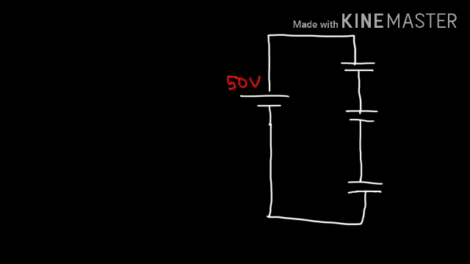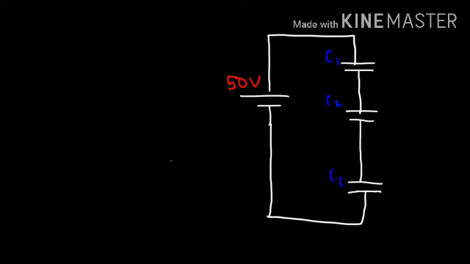Now what if we have a capacitor circuit in series? Let's use 3 capacitors instead of 2. So on the left we have a battery. You can see the two different sides of a battery. And let's say the battery's voltage is 50 volts. Let's call these capacitors C1, C2, and C3.